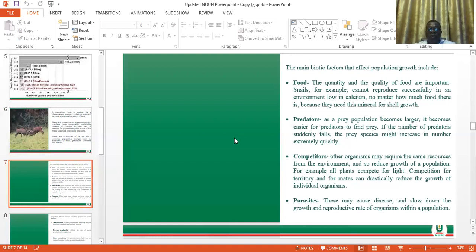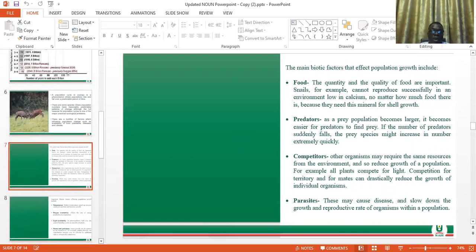When we talk about competition, another organism requires the same resources, and so reduces growth of the population. For example, plants compete for light. Competition for territory and for mates can drastically reduce the growth of individual organisms. We also talked about parasites, which may cause disease and slow down the growth and reproductive rate of organisms within a population. That was what we did.